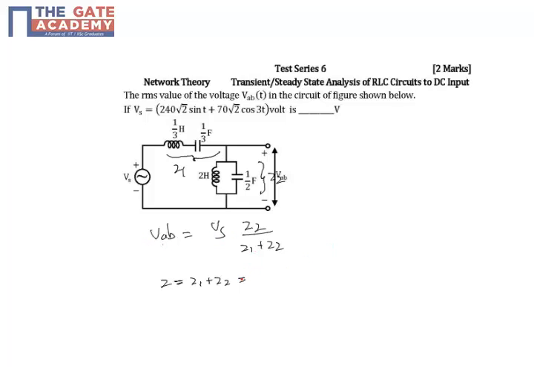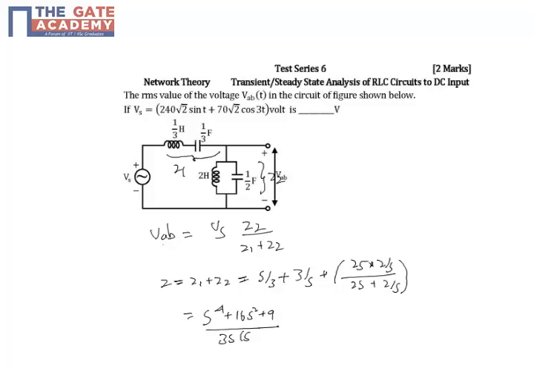into Z2 by Z. So that is equal to S by 3 due to the inductor plus 3 by S due to the capacitor, plus there is a parallel combination of an inductor and capacitor. So I will get 2S into 2 by S divided by 2S plus 2 by S. On simplification this becomes S power 4 plus 16S square plus 9 divided by 3S into S square plus 1. So this is the total impedance of this branch and this branch.